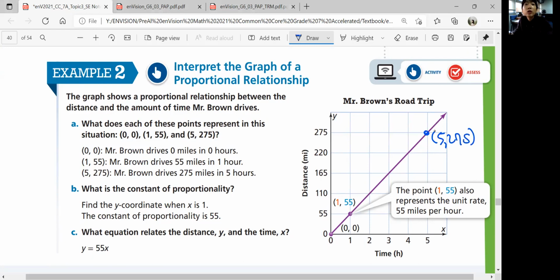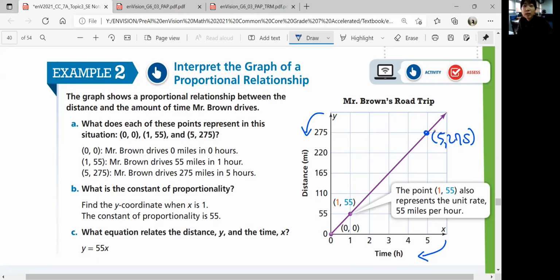Okay, what do the points represent? Looking at your graph and points, you can interpret the data. First of all, you need to know what each variable represents. X represents time in hours, okay? Y is representing distance in miles.